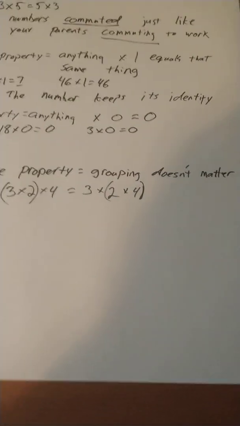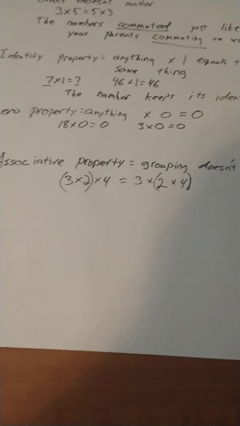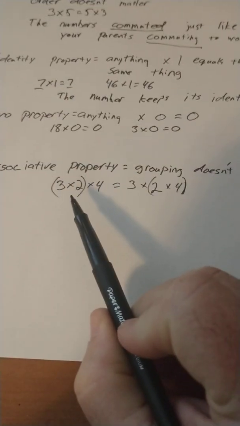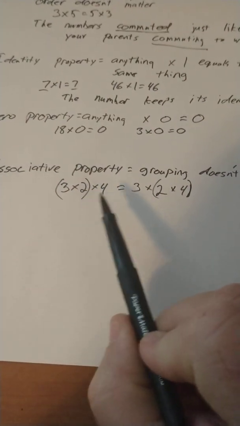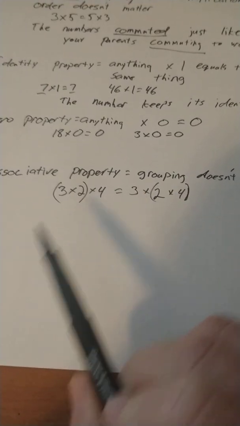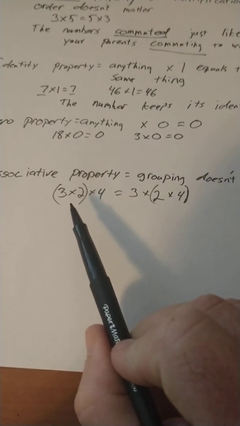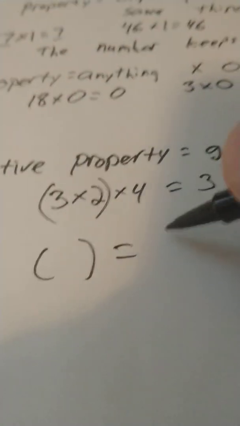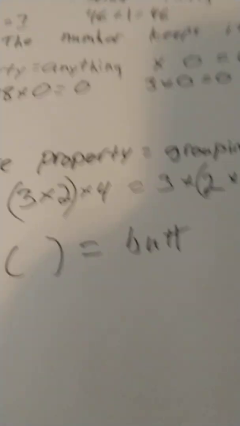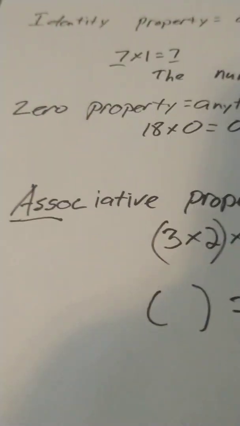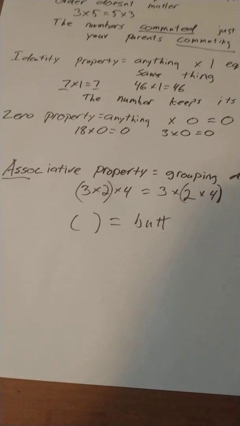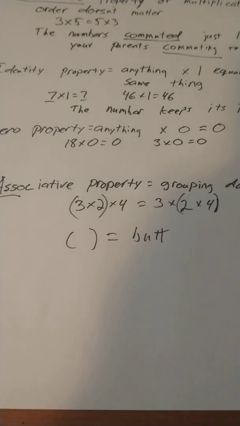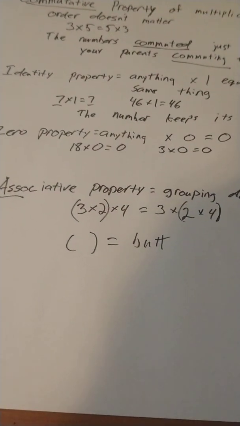And then finally we have the associative property, which is grouping doesn't matter. Here I group the 3 and the 2. Oh, so first of all, the 3, 2, 4, 3, 2, 4, that hasn't changed. I changed the grouping from the 3 and the 2 to the 2 and the 4. If you think of this like a butt, and then if you look at the first 3 letters, you know it's the associative property. And that's the weird way that your brain will never forget this.